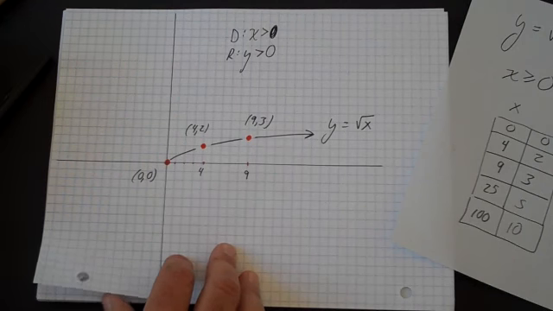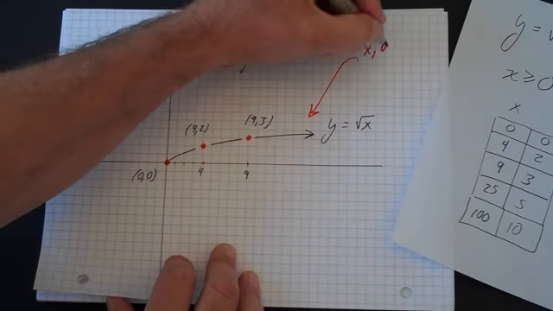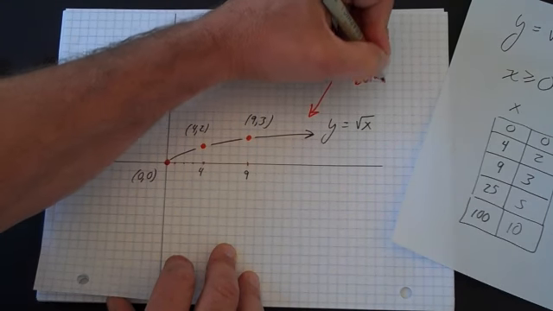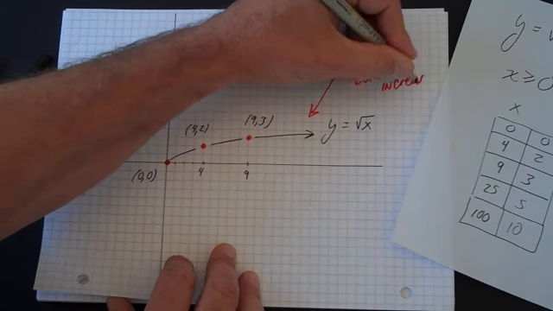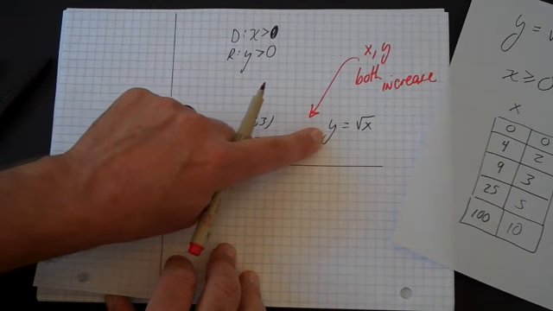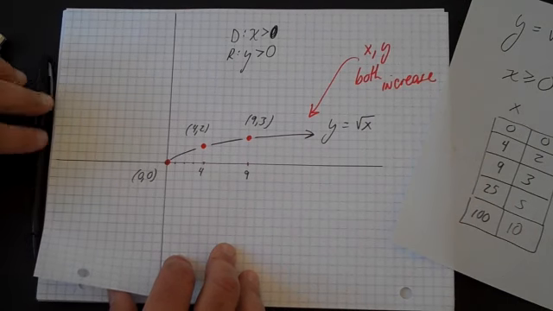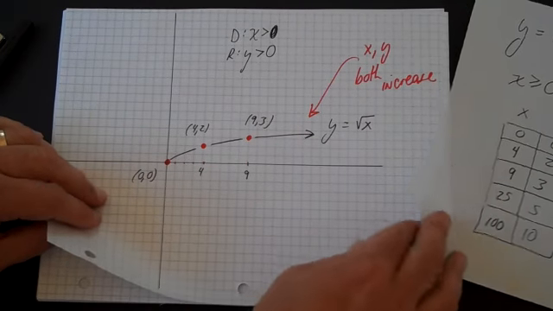Now, here's a point that's not at all clear. X and y both continue to increase. And it looks like, the way we draw this, it might be that it gets so flat that y stops increasing, but that's not true. This is the basic graph of y is equal to square root of x.